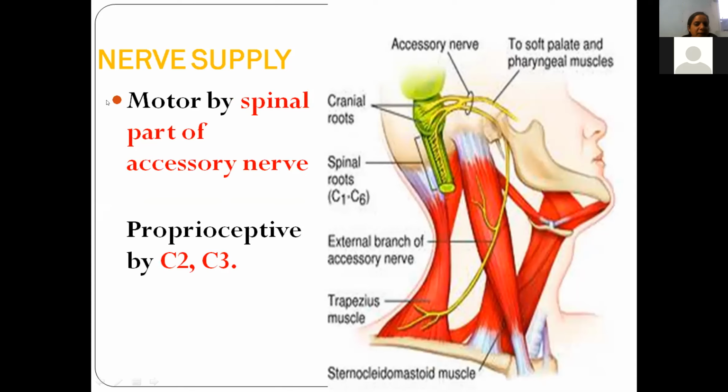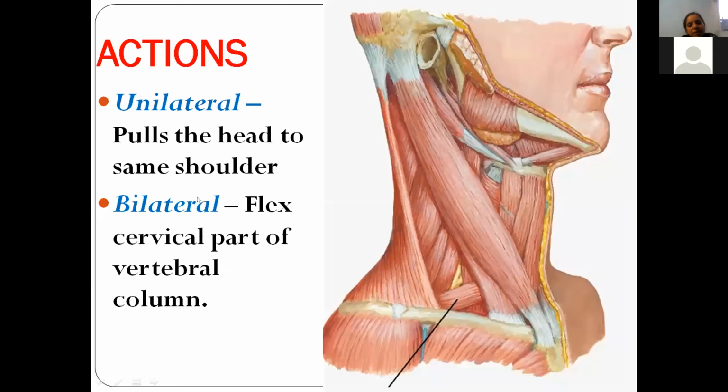So the accessory nerve, which is a motor nerve, will have two parts, cranial part and spinal part. In the posterior triangle we will be seeing the spinal part of the accessory nerve. We know pretty well now what proprioception is, studying muscle spindle. So the position sense of sternocleidomastoid and trapezius is perceived by this nerve, the spinal part of the accessory nerve.